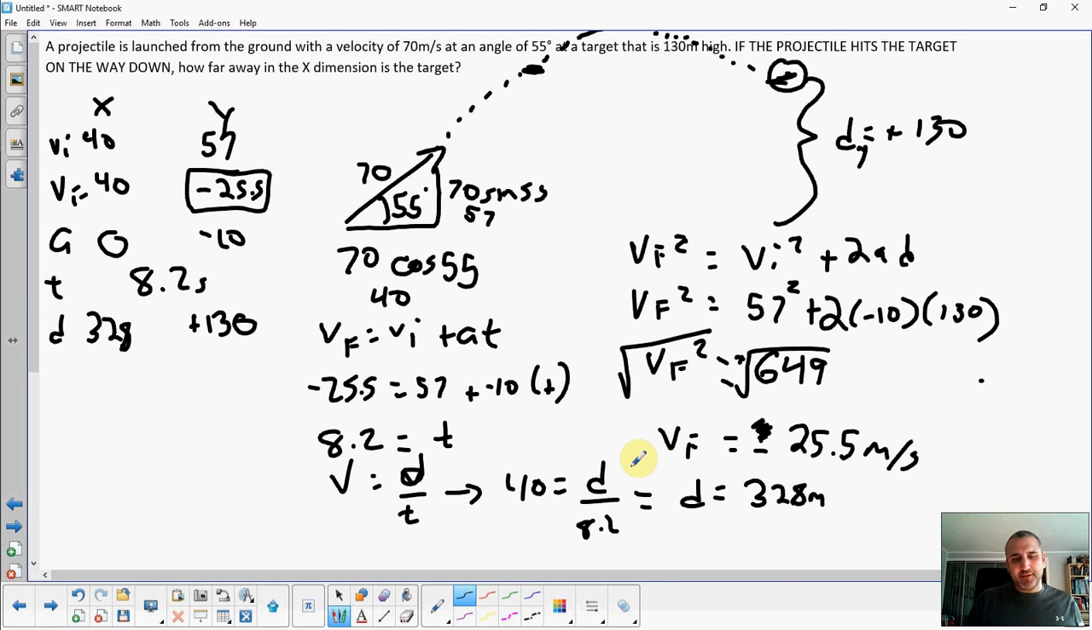So I hope these three examples sort of got you thinking. Again, if this projectile hit the target on the way up, which is interesting, we'd be talking about it hitting here, which would mean that our final velocity would be positive 25.5 meters per second, which would actually make our time much less, and that would in turn make our displacement much less. So from the launch point to where we place the target, 328, that's when it hits on the way down, but if it was hitting on the way up, the distance from our target to here would be much smaller.